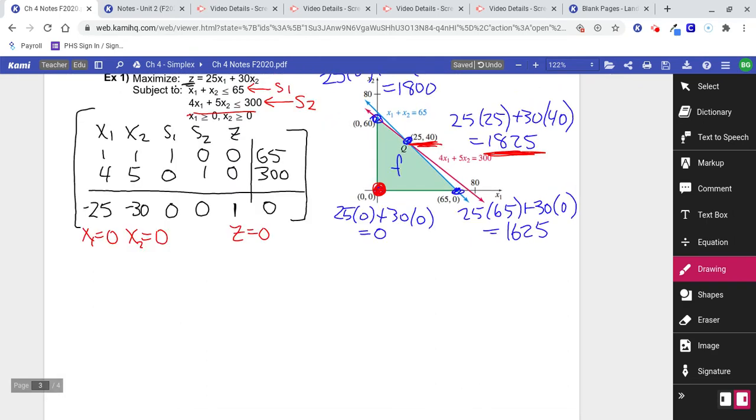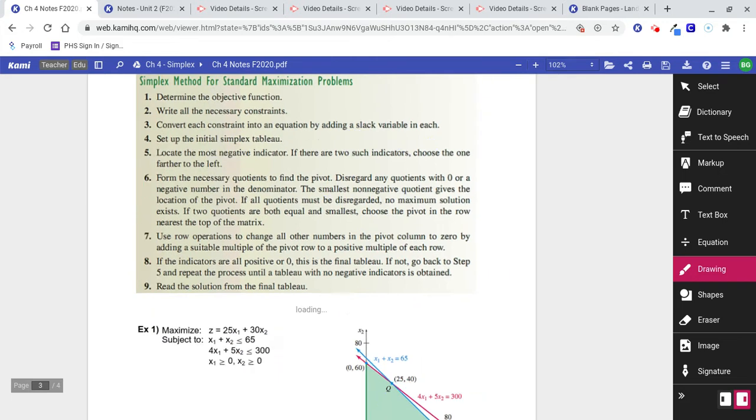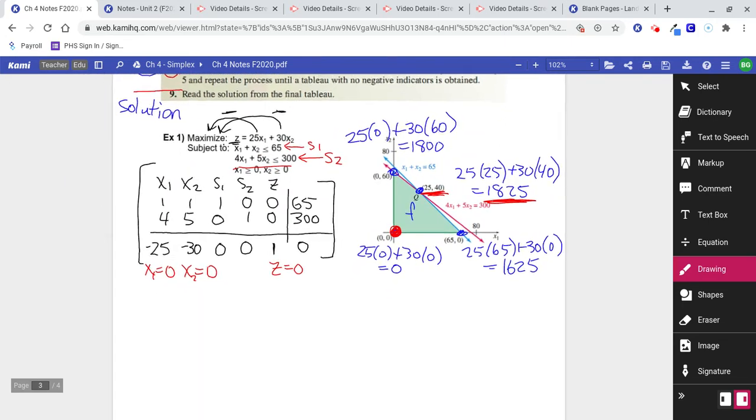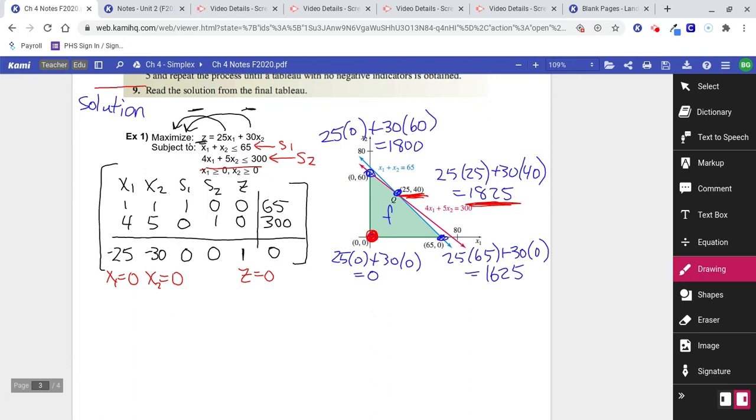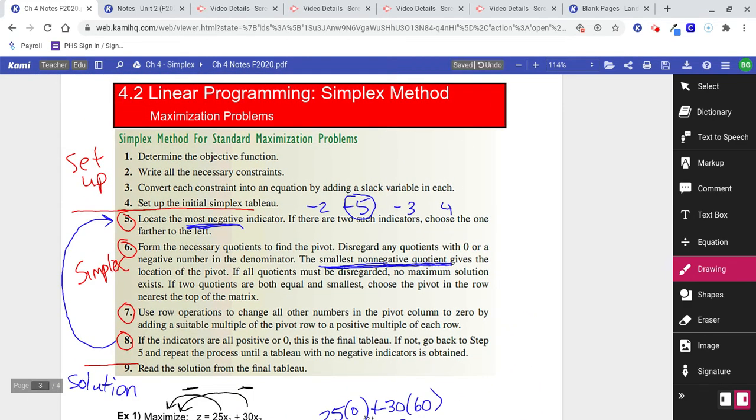The process says, okay, do you remember what the process said? Step 4 says locate the most negative indicator. Well, indicator just means under the bar, the bottom row. So most negative is negative 30, correct? So what I want you to do is circle that column. I want you to write that down in these steps, okay? Most negative, circle the column.